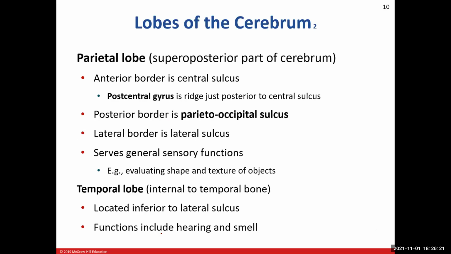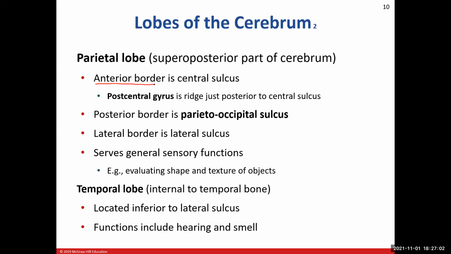So just posterior to the frontal lobe is our parietal lobe. So it's going to be posterior to the central sulcus. So the anterior border of the parietal lobe is that central sulcus. And so there's a gyrus right immediately behind the central sulcus, and we call that the post-central gyrus. It is important to know that, because we're going to talk about that in a moment. But we also call that the somatosensory cortex, meaning all of these sensory functions that you have, touch, texture, I'm trying to think what else.